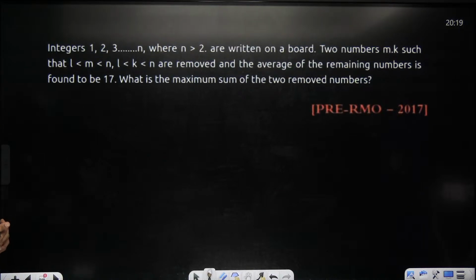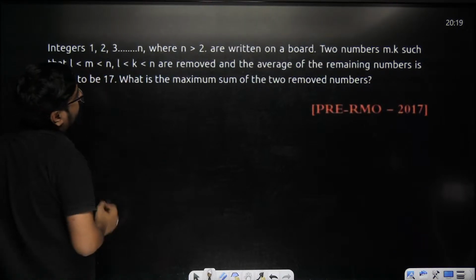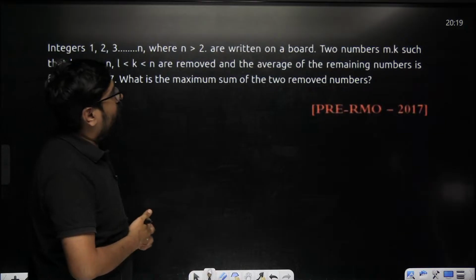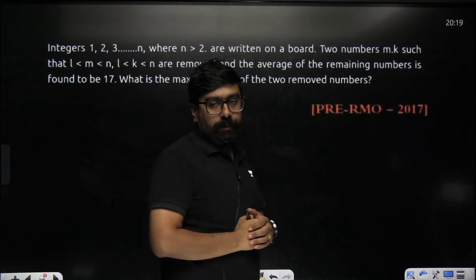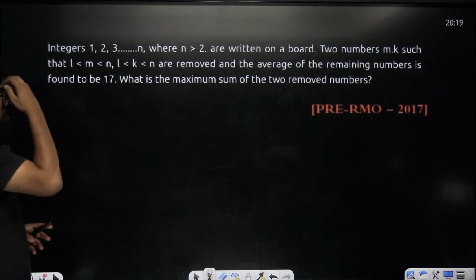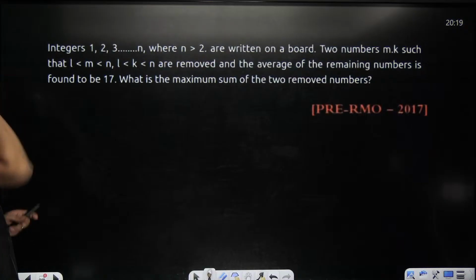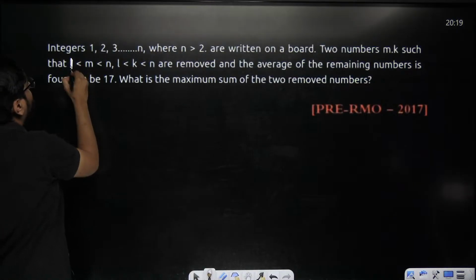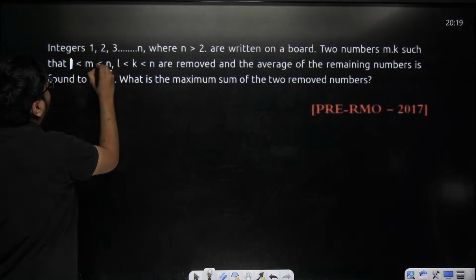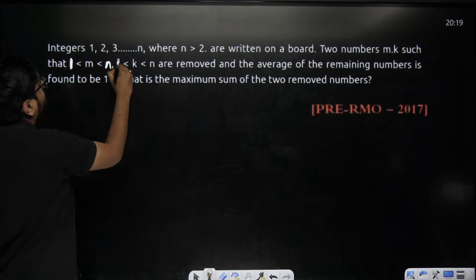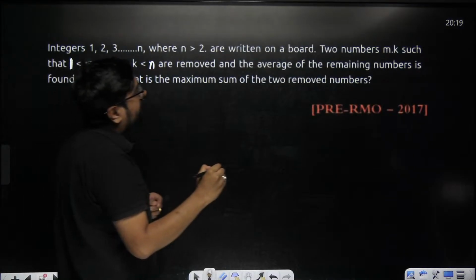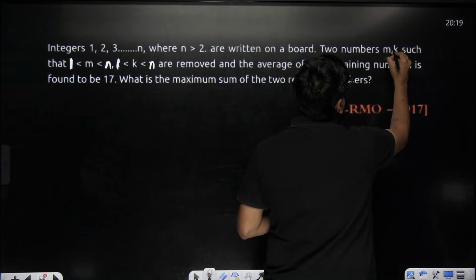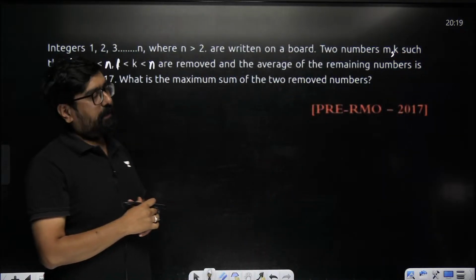Next. Integers 1, 2, 3 till n, where n is greater than 2, are written on a board. This is a 2017 question. This is 1, this is n. If the question is not clear, it is m and k. This is not a dot, this is a comma. Sorry for the typing mistakes.